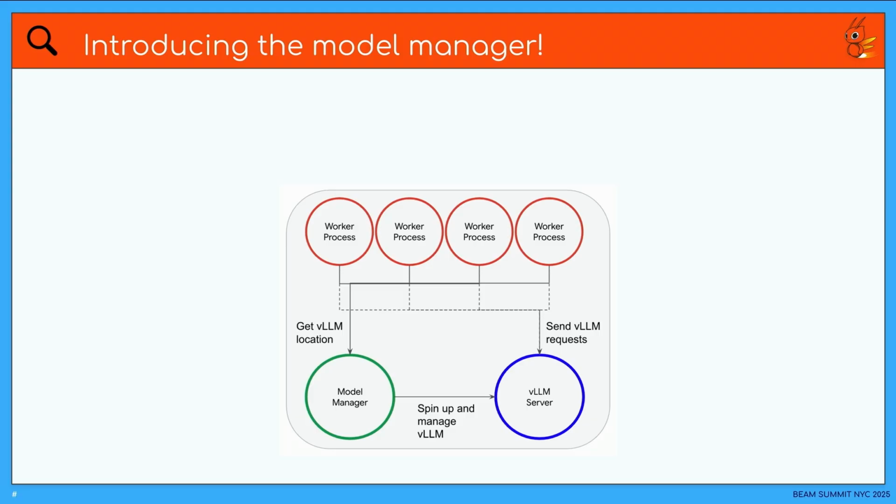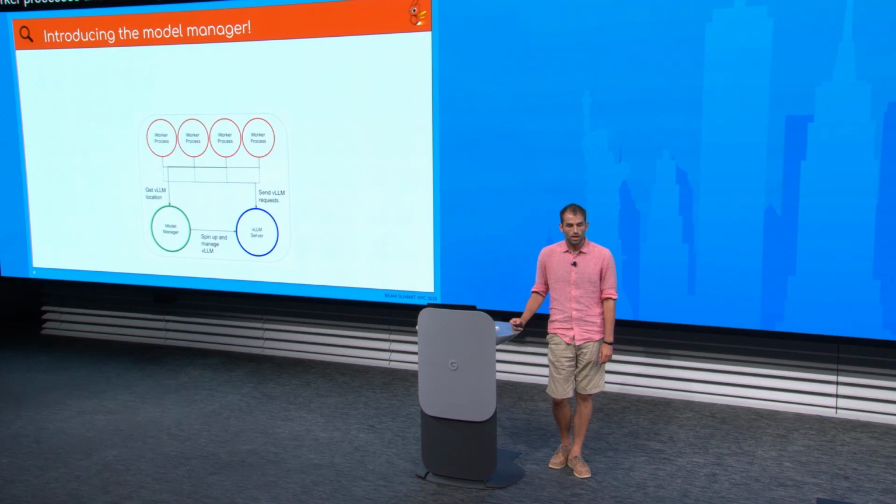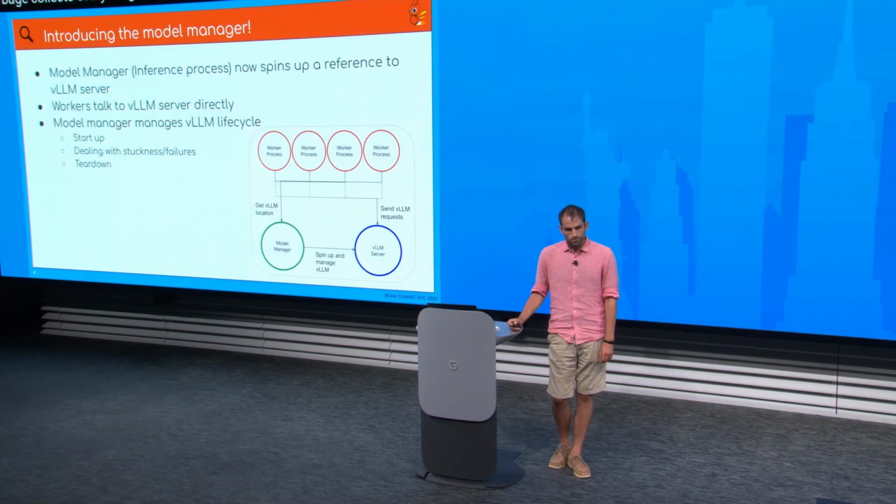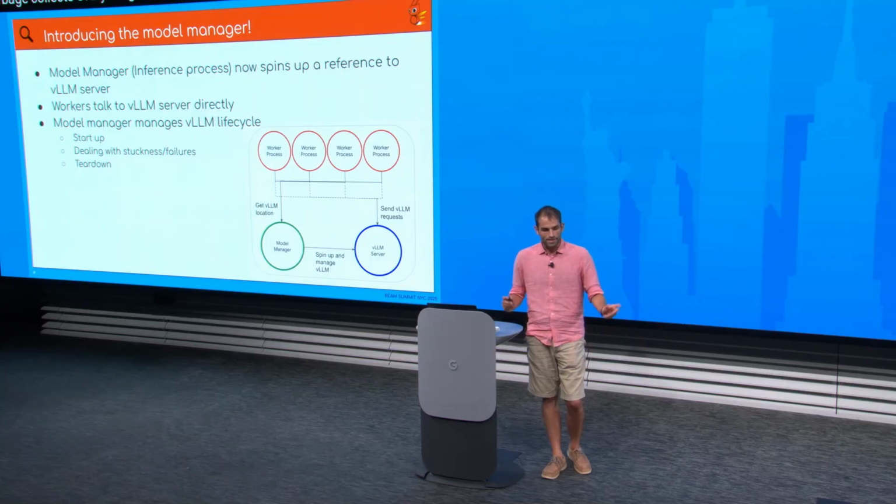So instead of having this central model that you load into memory, you load the model manager, and the model manager is responsible for starting up a vLLM server. It's responsible for talking to the worker processes and informing them how they can talk to that vLLM server. And it's responsible for all of the management of that server. So if something goes down, it can restart it automatically, or it can look at it and say, oh, that's an actually fatal error, and we need to garbage collect everything and try on a different worker. So yeah, that's what I just said.